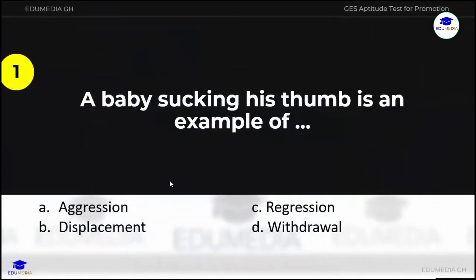Question number 1. A baby sucking his thumb is an example of A. Aggression, B. Displacement, C. Regression, and D. Withdrawal. The correct answer here is C. Regression. A baby sucking his or her thumb is an example of regression, which is a defense mechanism in psychoanalysis. Regression refers to the reversion to a previous stage of development, either in terms of behavior or mental functioning. It is also a way of coping with stress or anxiety. Therefore, sucking one's thumb can be seen as a form of regressive behavior that provides comfort and security to the individual.